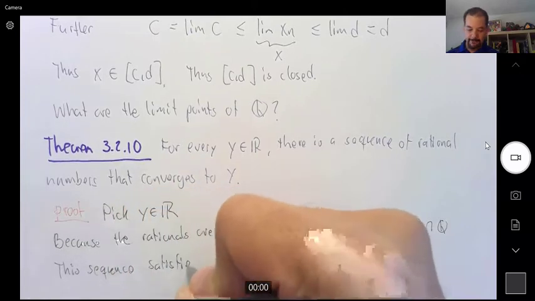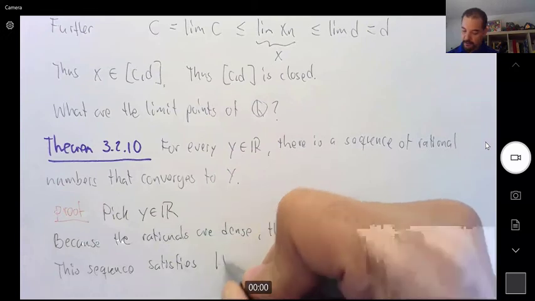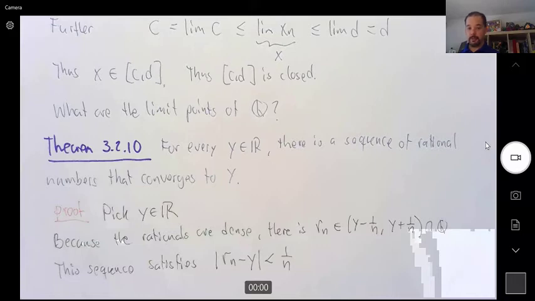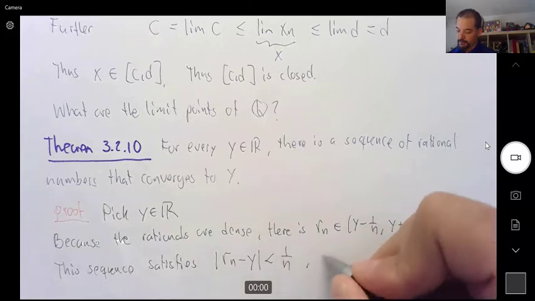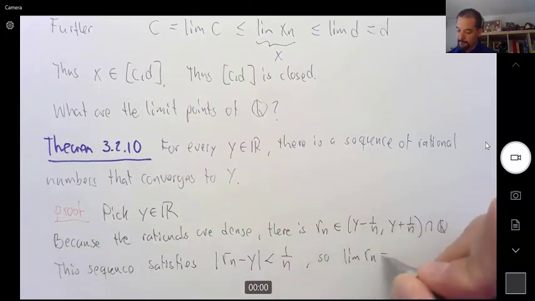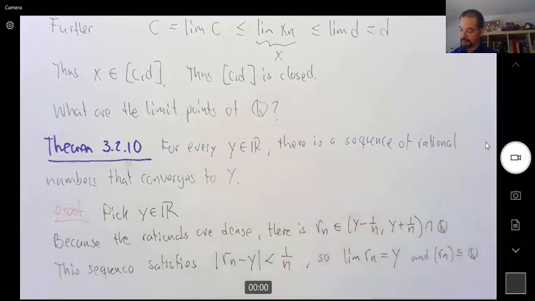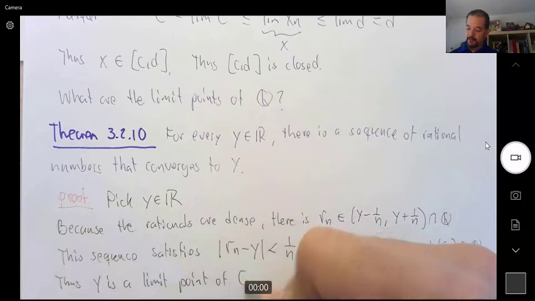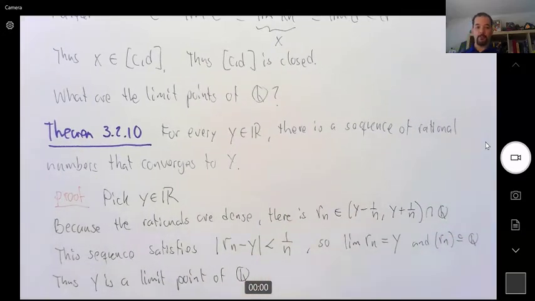Okay, so that's it, because the way we constructed it, this sequence satisfies that the absolute value of Rn minus y is less than 1 over n, by construction. And these are in the rational numbers. So the limit of the Rn is y, and the Rn's are all rational numbers. That means that y is a limit point of the rational numbers. And so every real number is a limit point. So the set of limit points of the rational numbers is the real numbers.